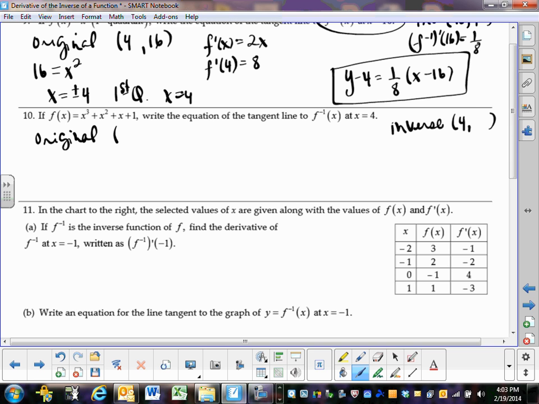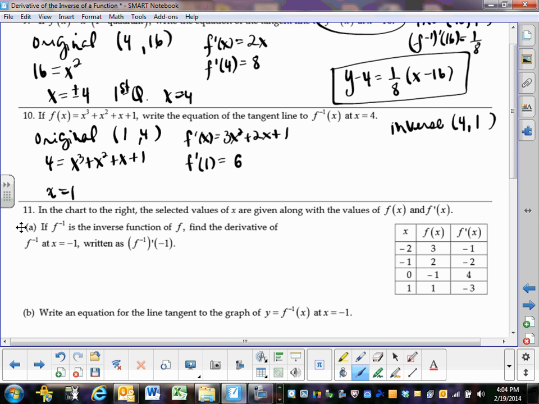Okay, so if we're restricting ourselves to the first quadrant, the inverse at x equals 16. So if the inverse function has the point 16 as x, then the original function has to have 16 as the y value. So 16 equals x squared, means x equals plus or minus 4. Since we're in the first quadrant, we're going to choose x equal to 4. So our original point is (4, 16). The inverse point is (16, 4).